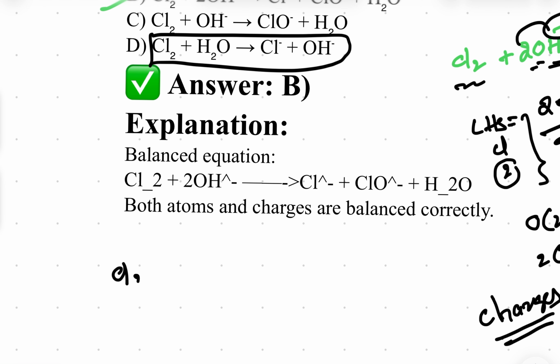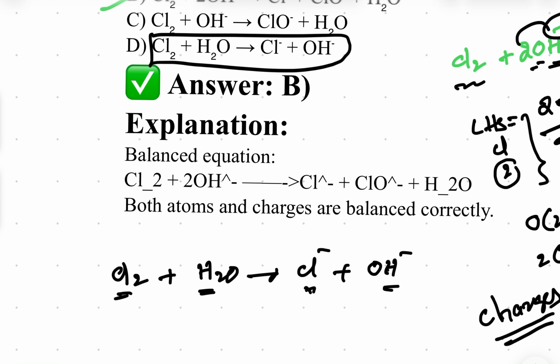I am writing here Cl2 plus H2O gives Cl minus plus OH minus. Now how many Cl's here? One Cl on the right. Is it balanced? No. How many hydrogens? Two on the left, one on the right. Like this we can understand whether the equation is balanced or not.